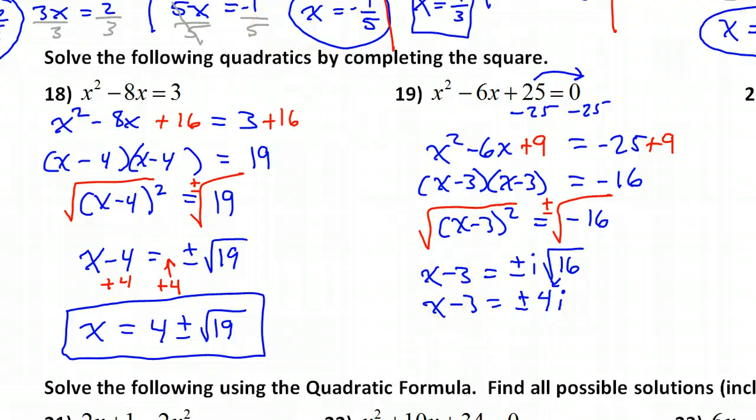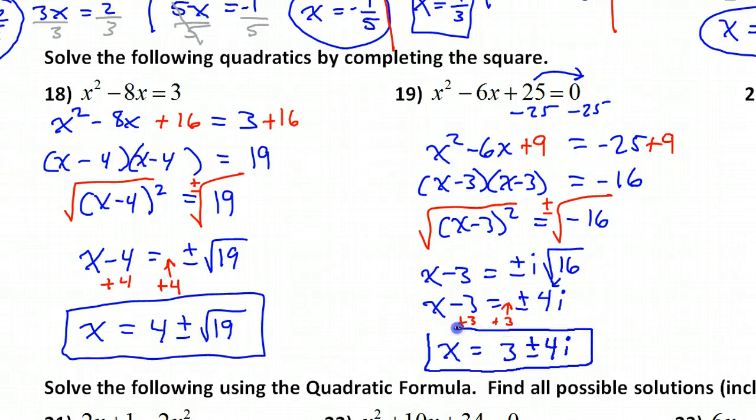And the last step, please don't forget the i. Some kids just erase the negative and pretend it didn't happen. We have to add 3 to both sides, and it must go in the front. So I'm going to have x equals 3 plus or minus 4i. Because of the i, that's as far as we can go. So that would be the answer. Okay?